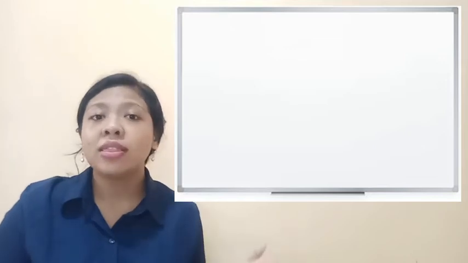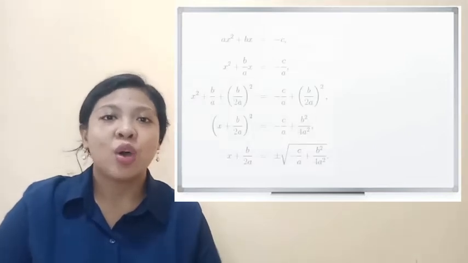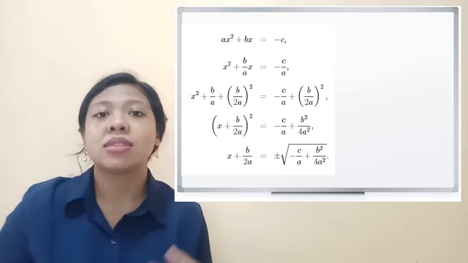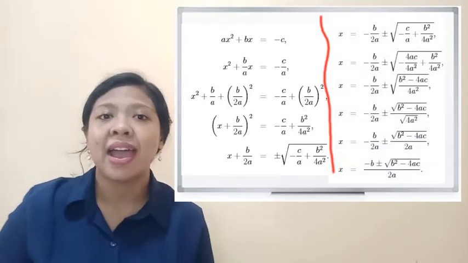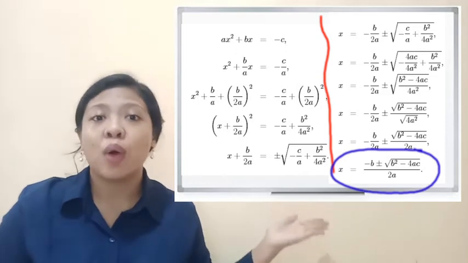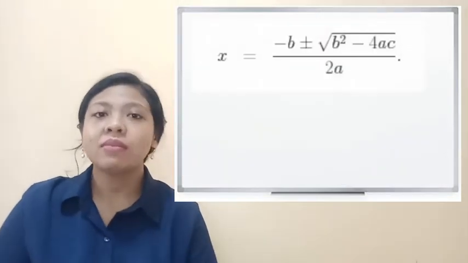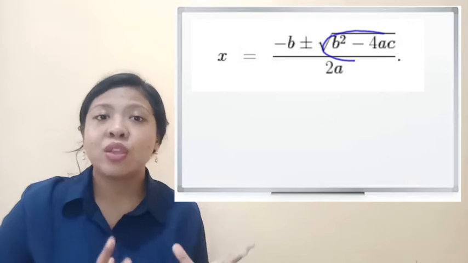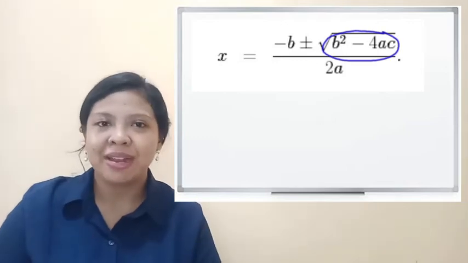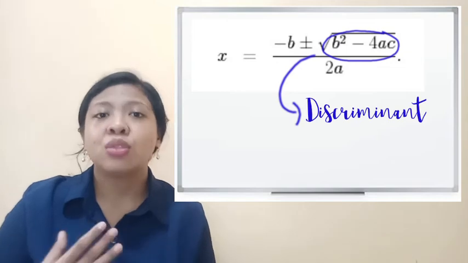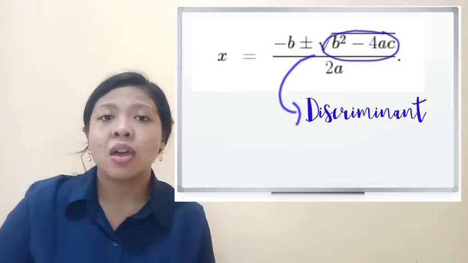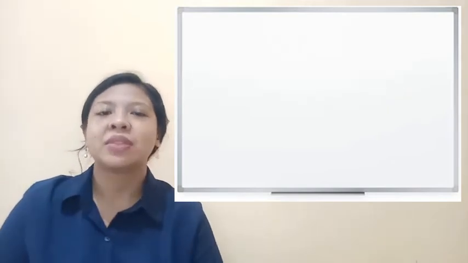So, to get the quadratic formula, we can complete the square in the standard form, and solve for x and simplify until we get this quadratic formula. And then, this term is called the discriminant. And the discriminant is important for us to know what cases of root there are.